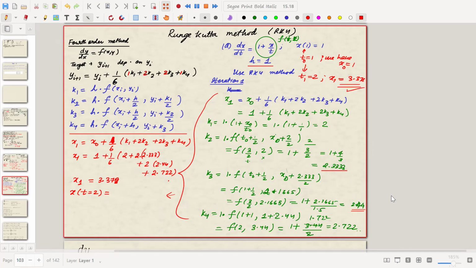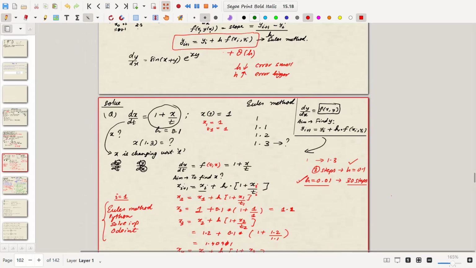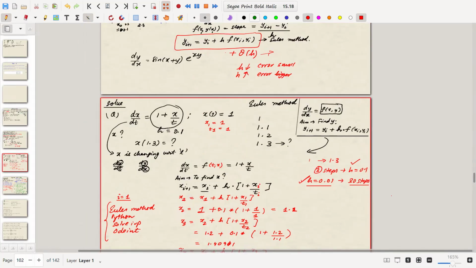I told you that the Euler method is an order h method. The error will be of order h. I told you that if you increase h, the error will be bigger. So when you took h equal to 0.1, your error was small. Take h equal to 0.1 with 10 steps and solve the same, then take h equal to 1 and solve using one step. You will see the difference.